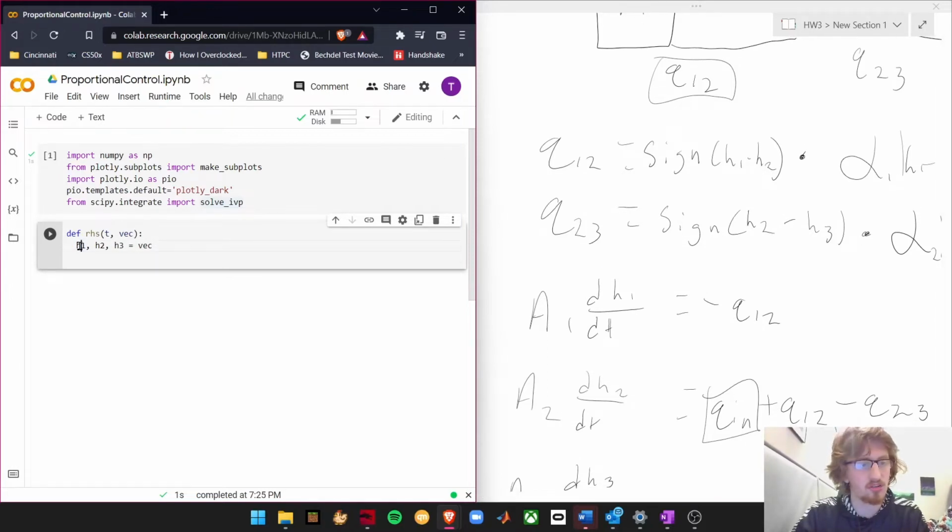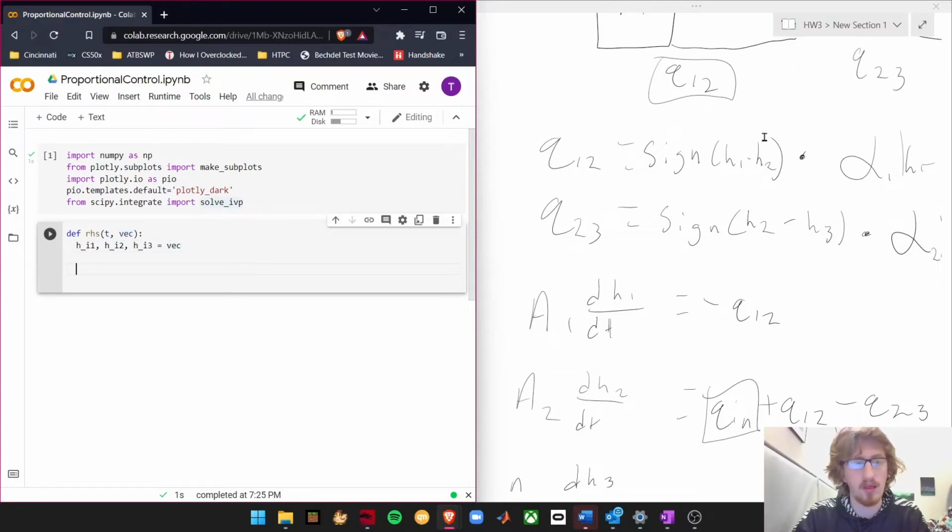Actually, we'll call it h_1, h_2, h_3. I like to use underscores, makes me feel like I'm a fancy coder here. And then from there, we can just put in all the information that we have here. We know that our Qn, or we'll start with our proportionality constant. Well, no, we'll define that in a second.